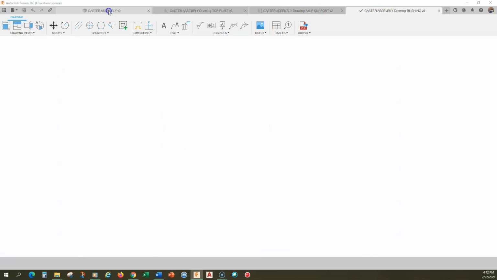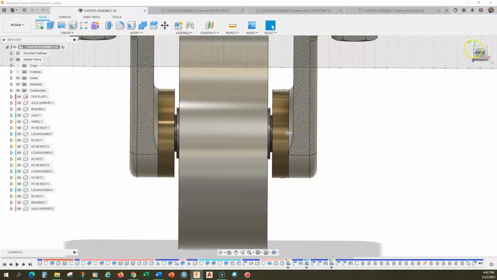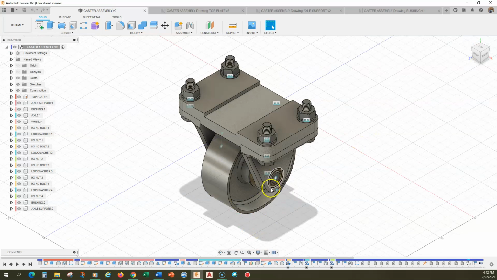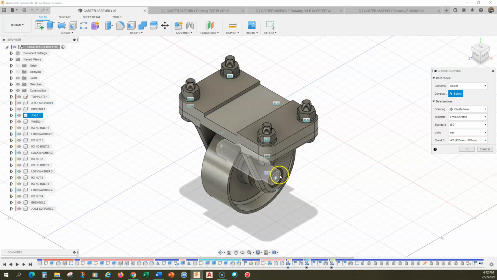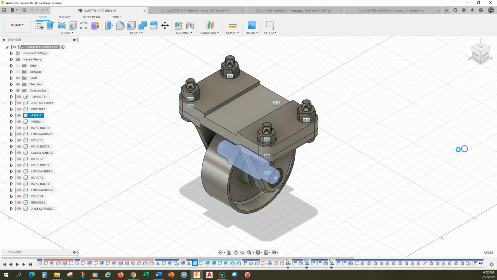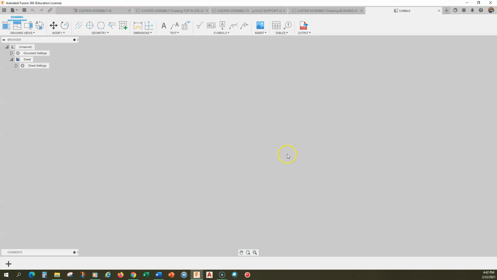All right, let's look at the... Oh, you know what? I forgot about the axle and the wheel. Let's do the axle next. So we'll go here, drawing, and maybe we'll save the wheel for the last one. And we'll choose that. Use ASME, we'll go like this.